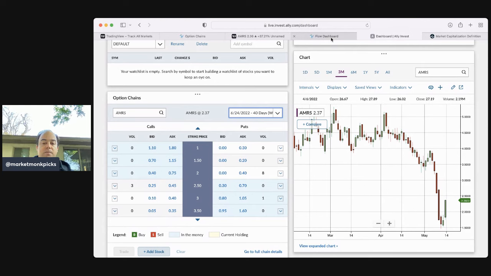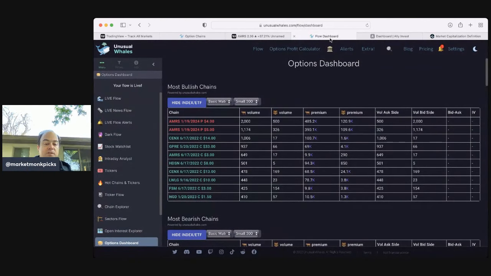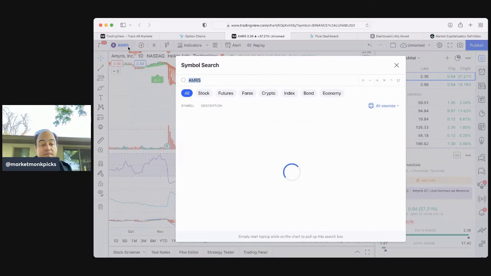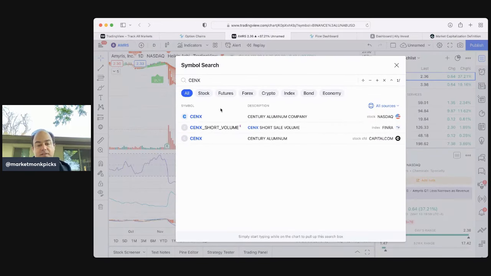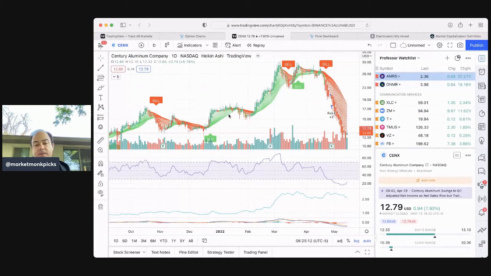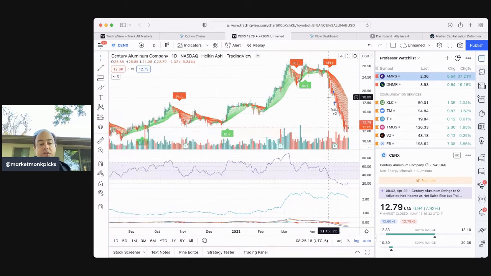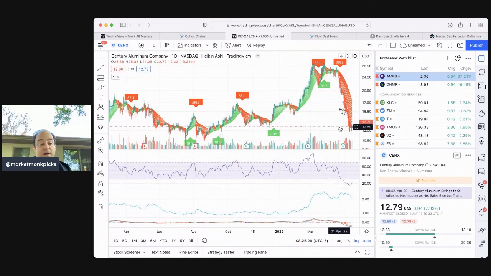So this is something that you have to really consider with these smaller caps, and a lot of them are kind of better for shares. So here, Cenex 617 14C, and what is Cenex? Let's look. Aluminum. Okay. So aluminum's been getting crushed, and you saw this with AA as well. So this is a definite dip buy.